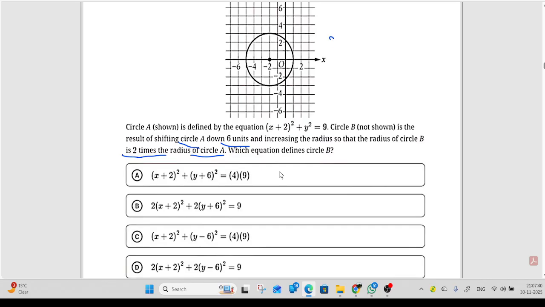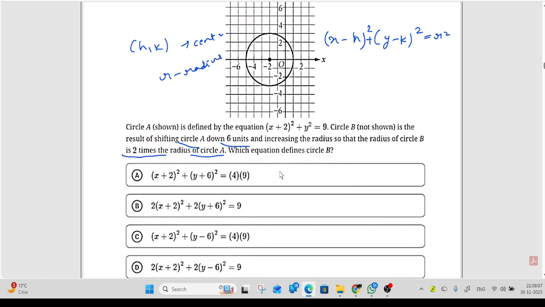So the general equation of a circle is this: x minus h whole square, plus y minus k whole square is equal to r square, where h comma k is the center of the circle and r is the radius. Okay, so for circle A, this is given.